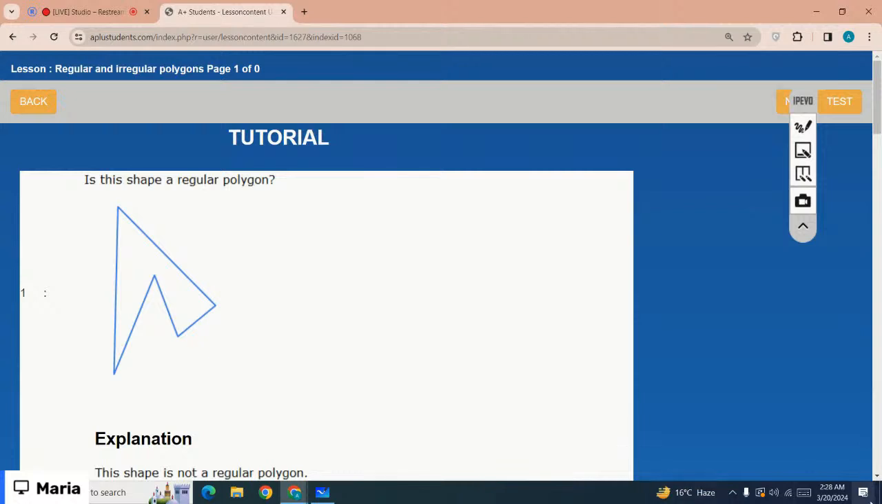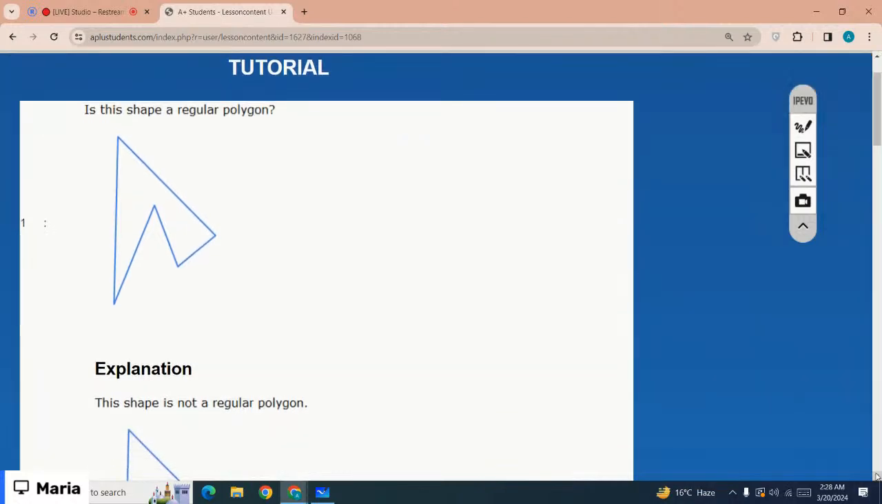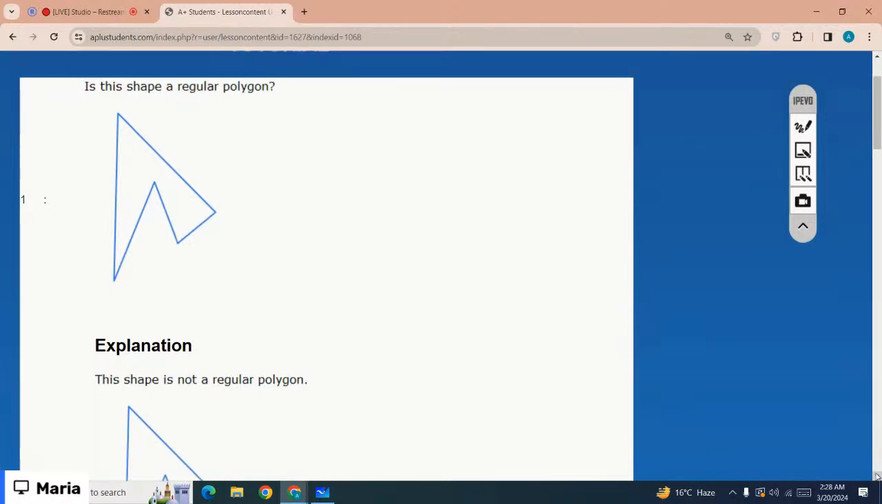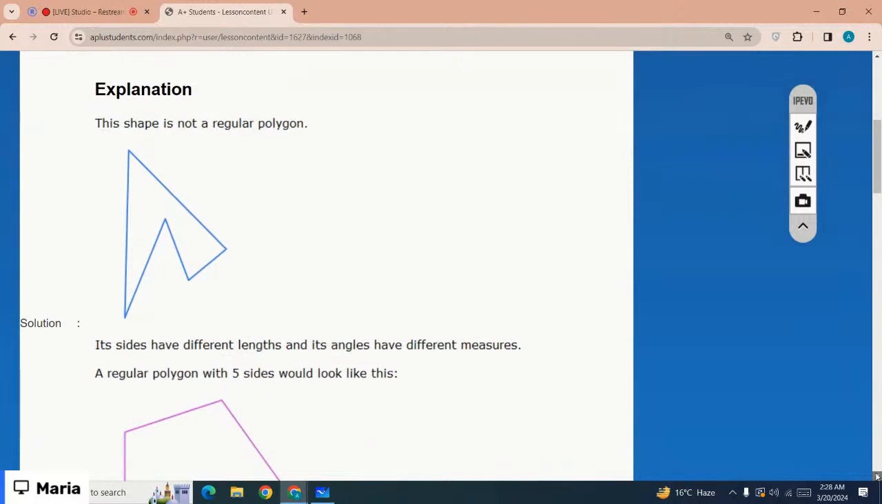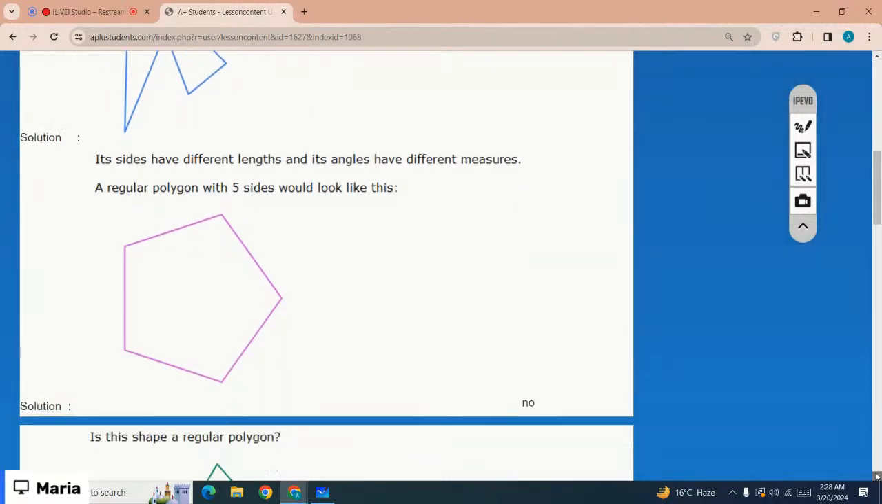The correct option is the shape is an irregular polygon, right? This is an irregular polygon if its sides have different lengths and its angles have different measures. So if you have a polygon with different side lengths, that means it is an irregular polygon, right? A regular polygon with five sides looks like this. This is a regular polygon, right?